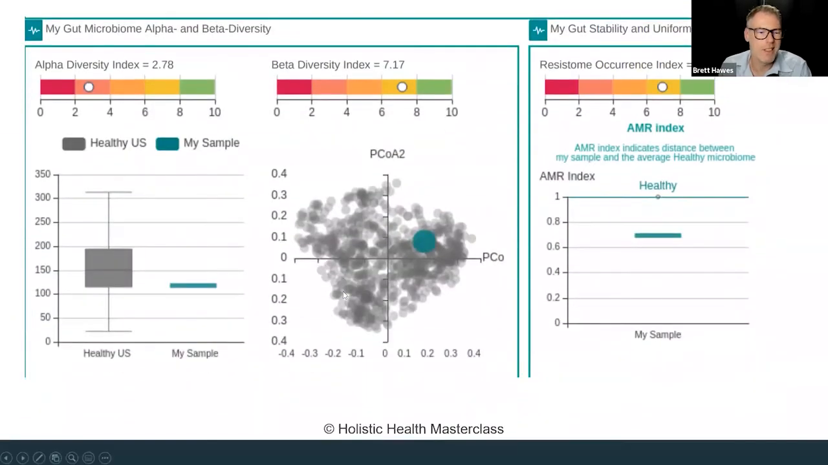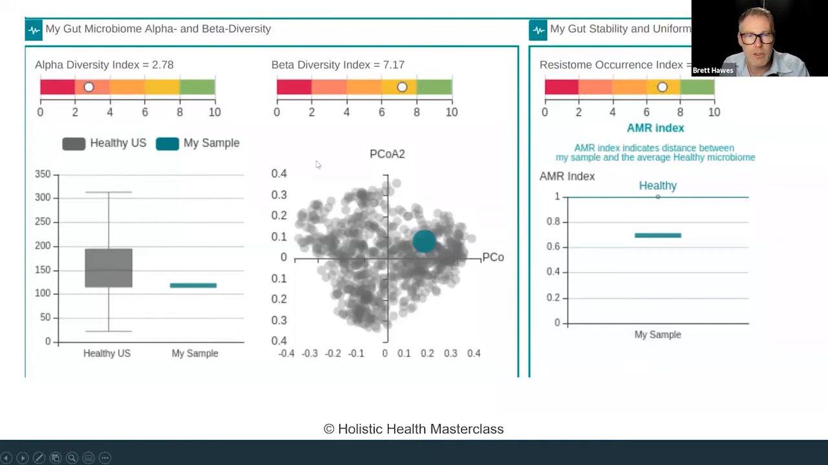Right, so when we look at this, I'll just briefly share this, and this is very interesting when you look at this alpha diversity. The alpha diversity is how many species does this person have in their gut? So alpha diversity, you can see the healthy range for the US population, because this is a US lab, is about 125 to 200. So this person is down here at the bottom, right? They're right down there.